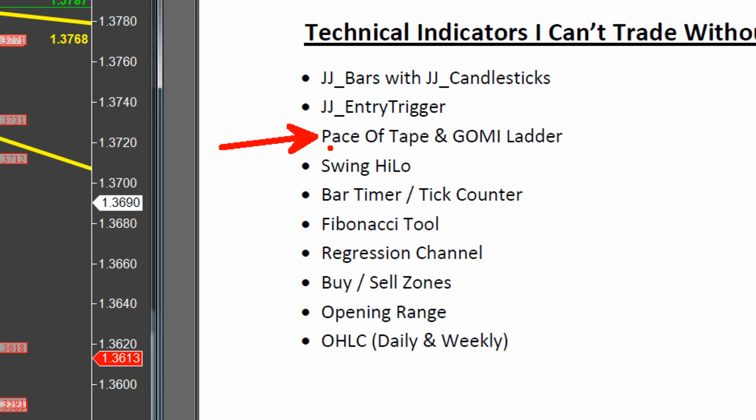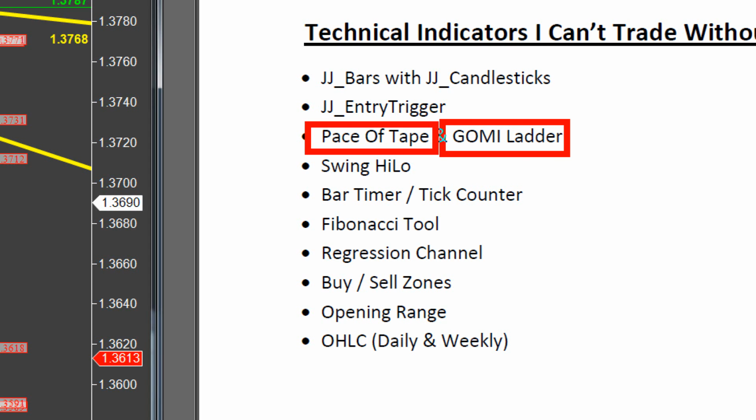Now, when you combine the pace of tape as well as order flow using the Gomi ladder, then you've really got something good on your hands. The pace of tape by itself is a phenomenal indicator. But when you couple that with a little bit of extra confirmation from actual order flow, then you really have something you can hit out of the park.